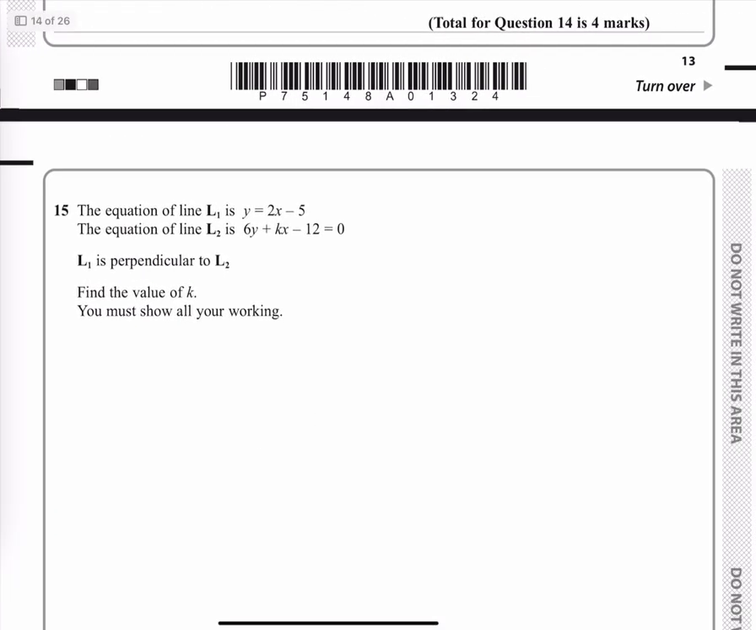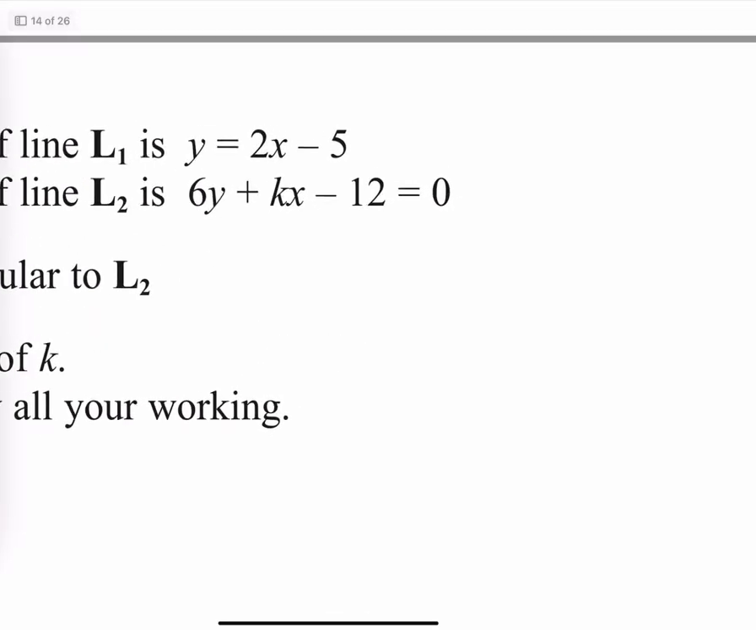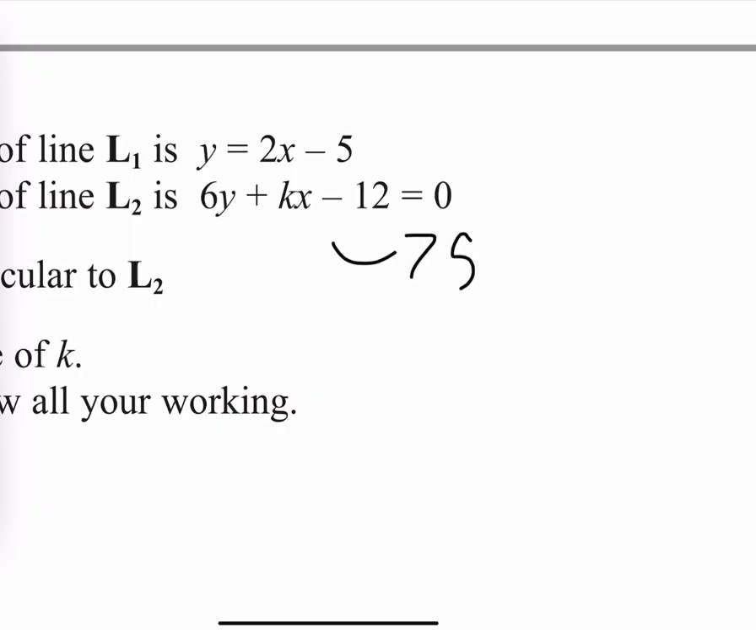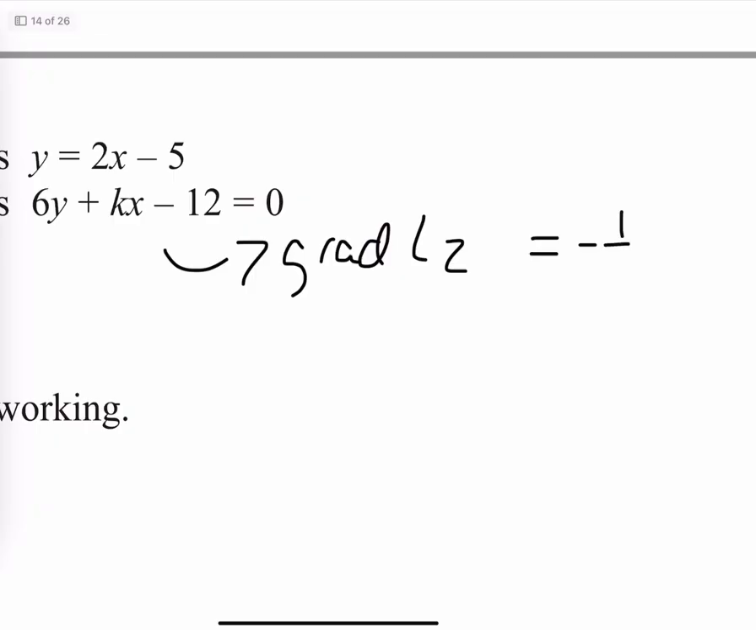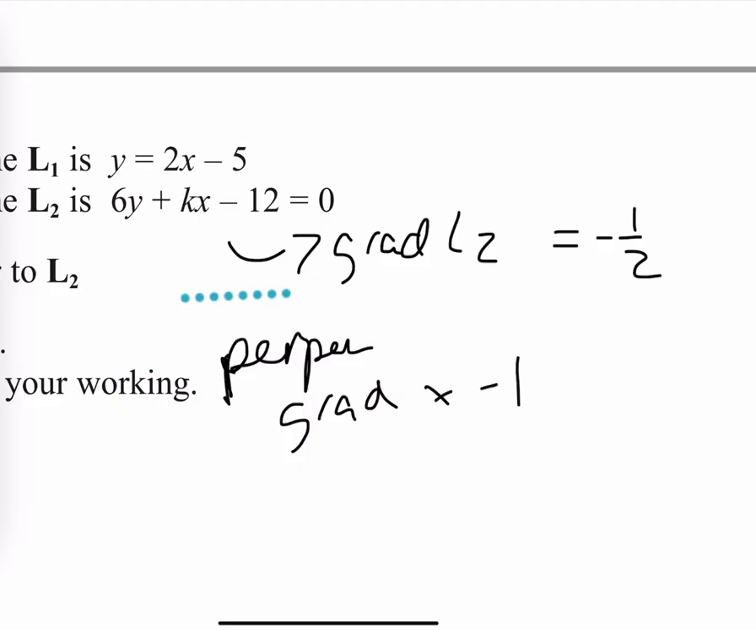Here's line 1, here's line 2, they're perpendicular. Find k. Okay. So we know gradient of L2 must be equal to minus a half, because two perpendicular lines means their gradients multiply to minus 1. So if that one's 2, that must be minus half, yes?